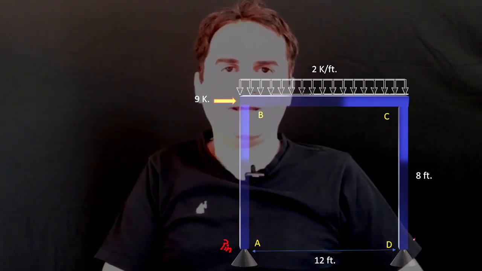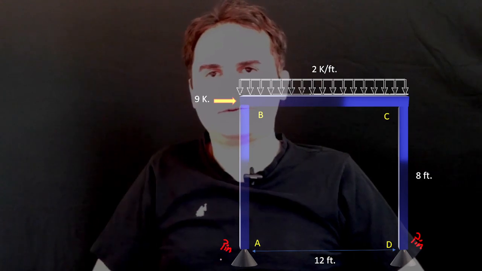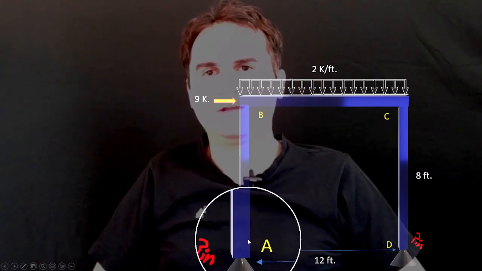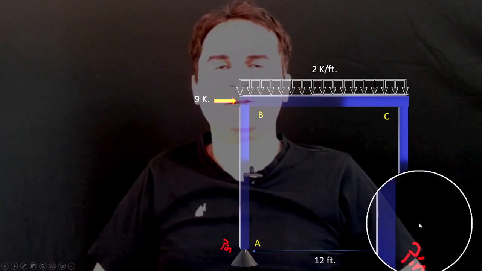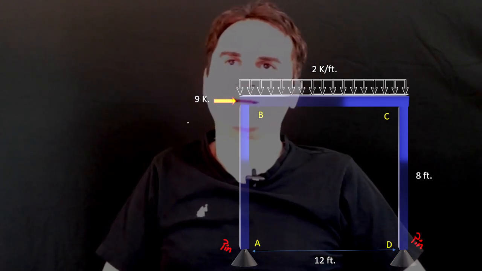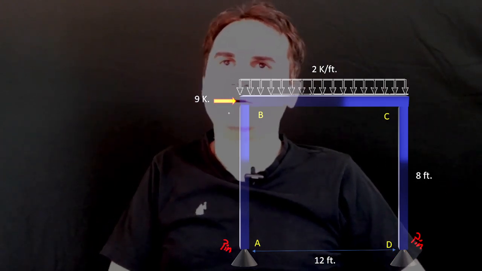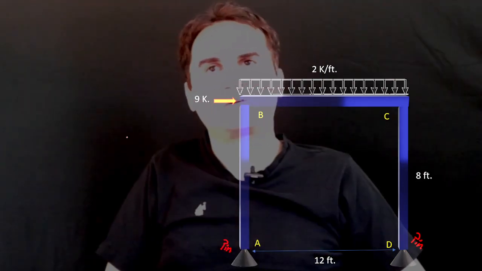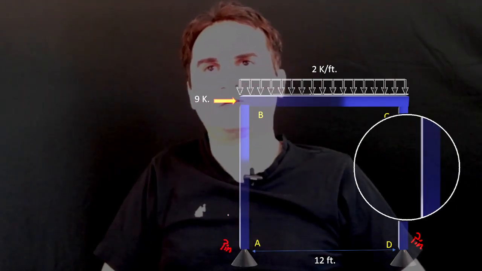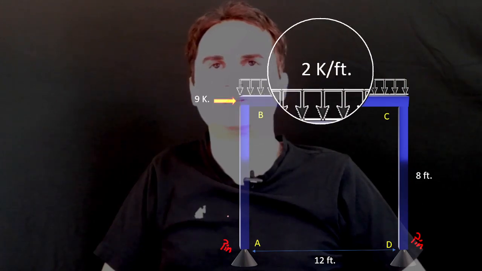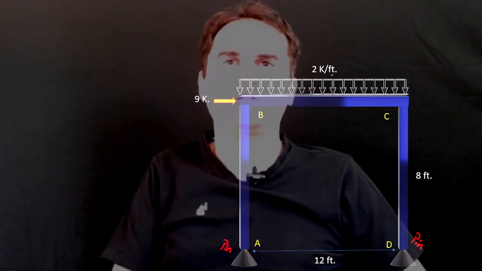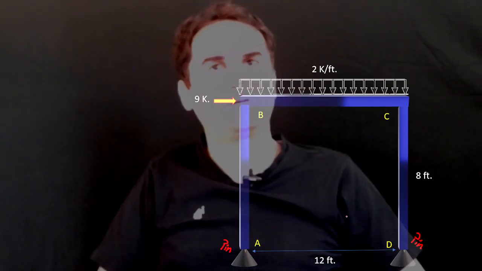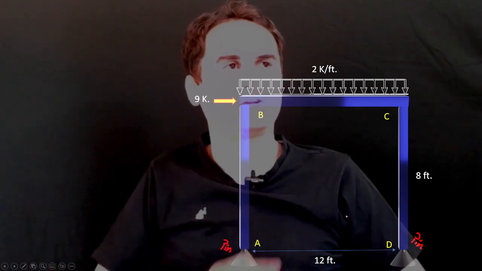support of a pin at A and another pin at D. So we have 1 degree of indeterminacy in this structure, and a 9 kilo-pound force applied at the corner B, like what you can see here, and also a distributed load of 10 kilo-pound per feet, uniformly applied at the top of our structure.